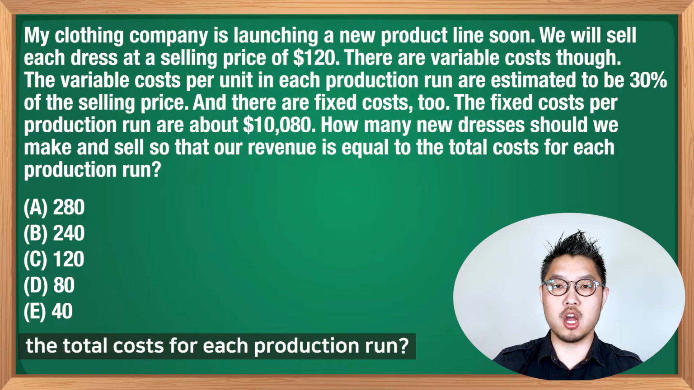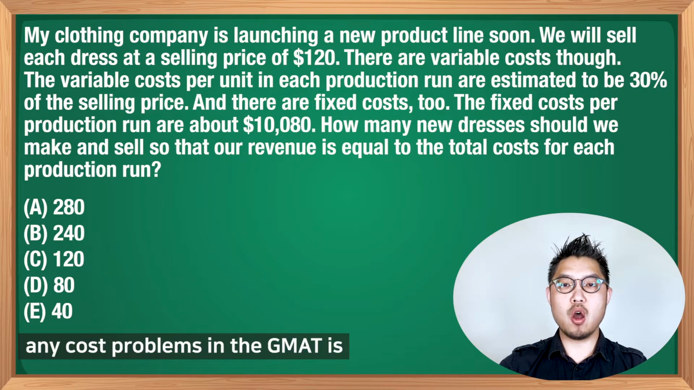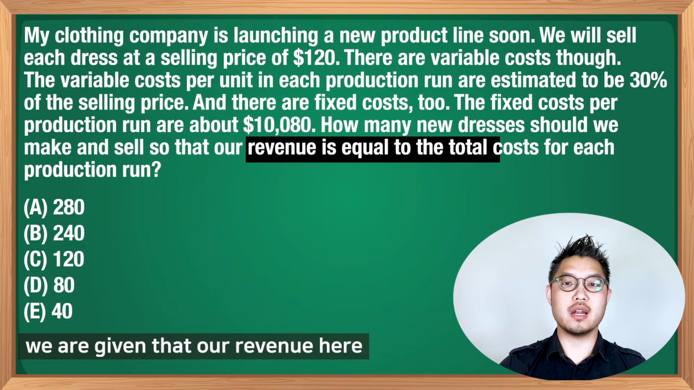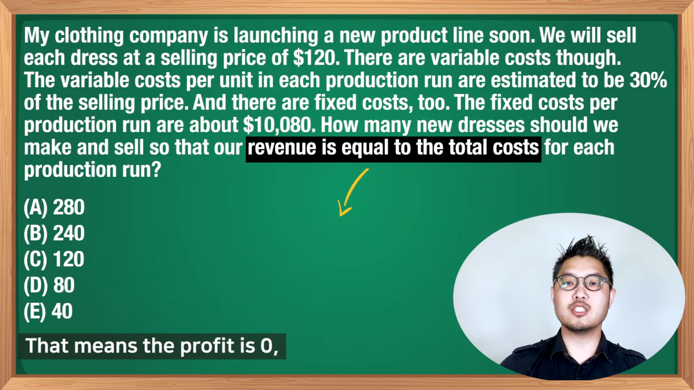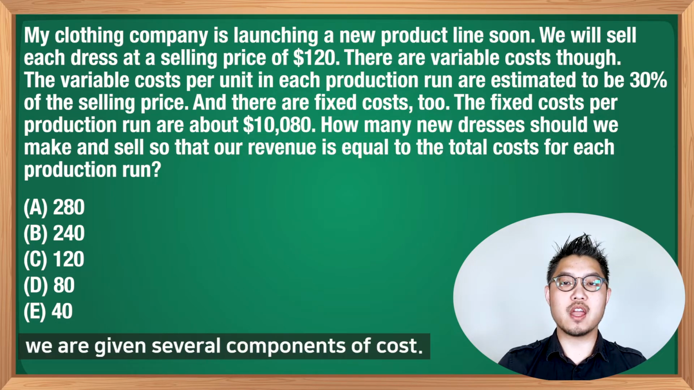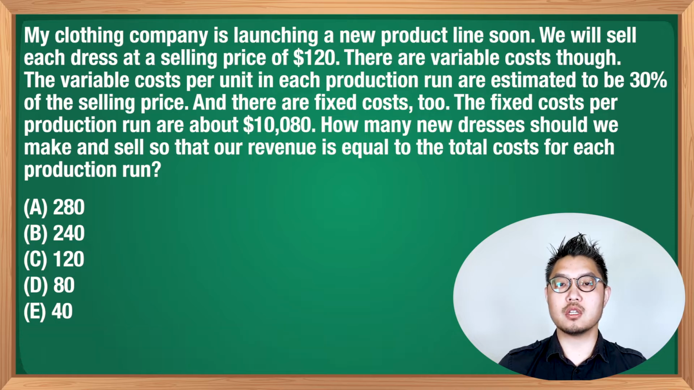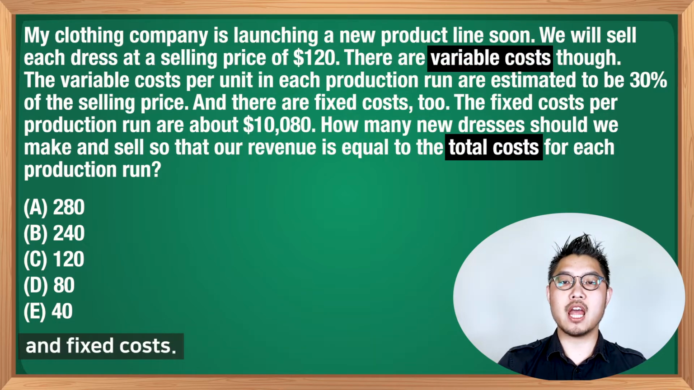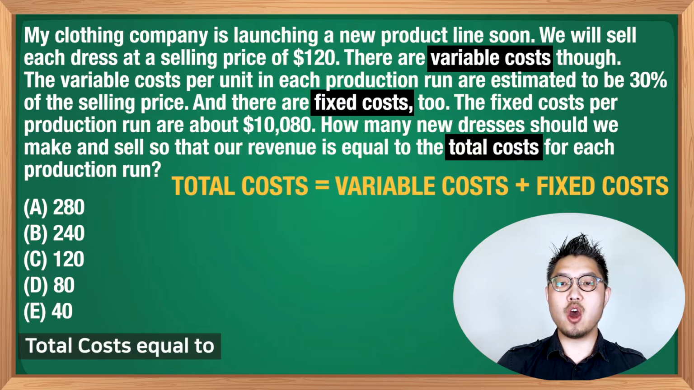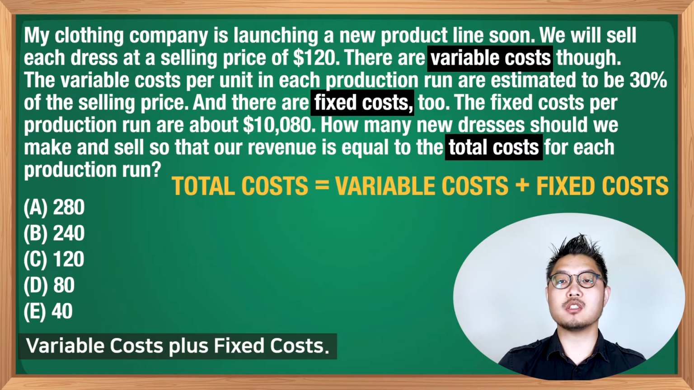The basic equation for any cost problems in the GMAT is profit equals sales minus cost. However, we are given that our revenue here is equal to the total cost. That means the profit is zero, or the whole thing broke even. In this question, we are given several components of cost. There are total costs, variable costs, and fixed costs. Translate these cost words into an equation. Total cost is equal to variable cost plus fixed cost.